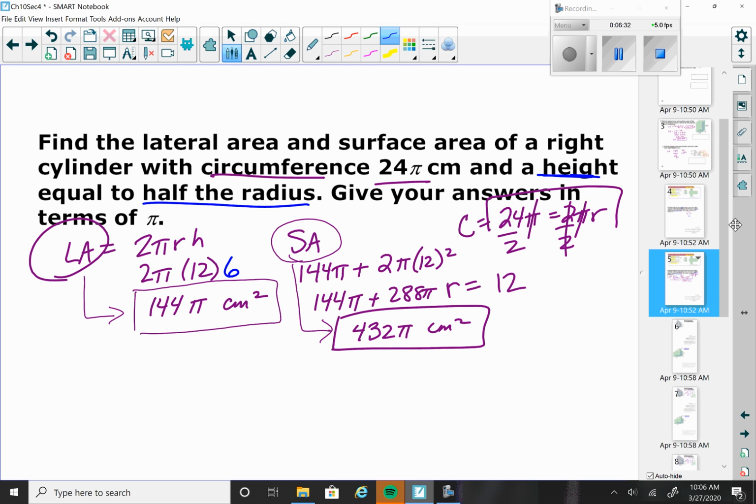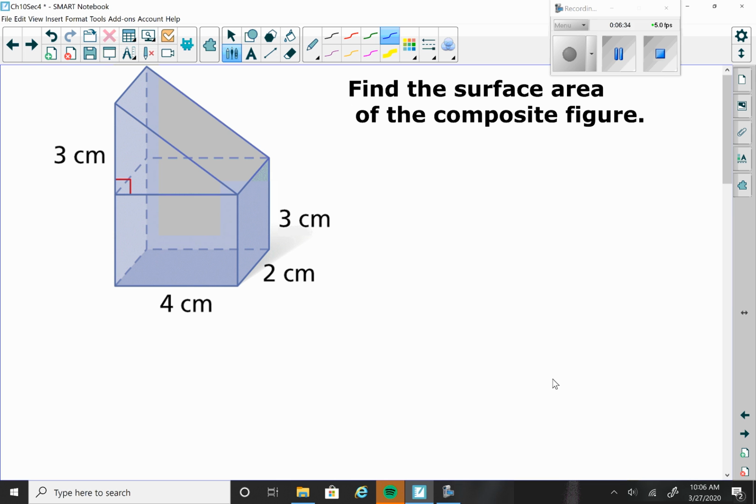Next, we're going to move on to a composite figure. A composite figure, similar to our 2D unit, is when we put two or more shapes together. And here we have three-dimensional shapes put together. One thing that I have to point out to you is that whenever you have a composite 3D figure, we assume that it's hollow in the middle, that I can put something in the middle of this box. So we assume that there's no top on that rectangular prism, and we assume that there's no bottom on that triangular prism when we're doing our calculation.